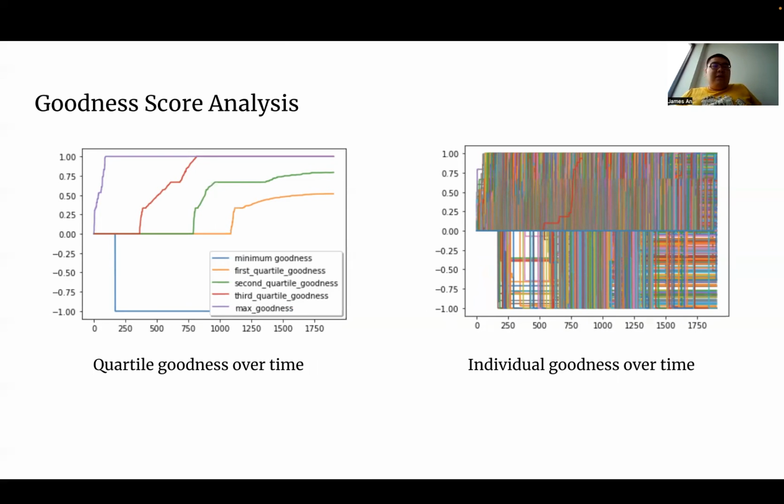Furthermore, looking at the quartile of goodness over time, the average quartile goodness, as you can see, is quite good. Even the first quartile goodness and the third quartile goodness are quite high, even though the minimum goodness is very low. And looking at the individual goodness over time, as you can see, the goodness score changes significantly throughout the network for each individual user, although you can see there's a lot more relatively good users than bad users.